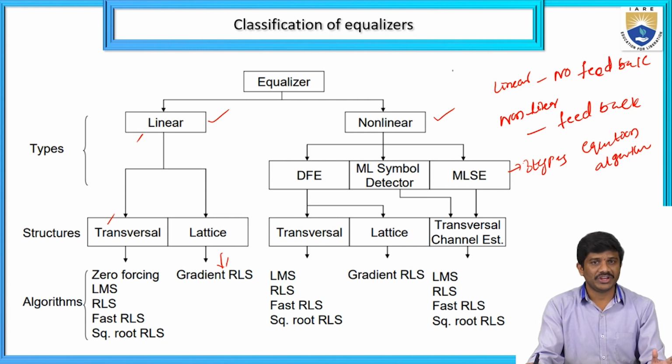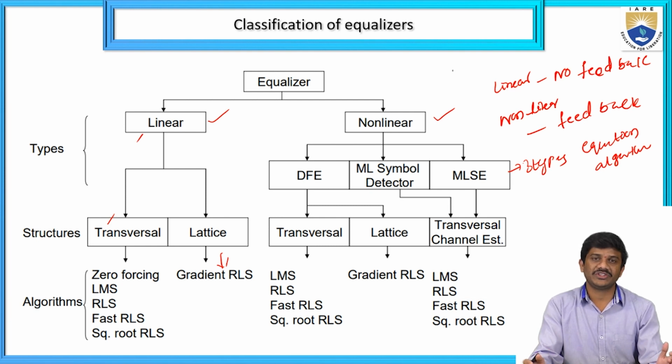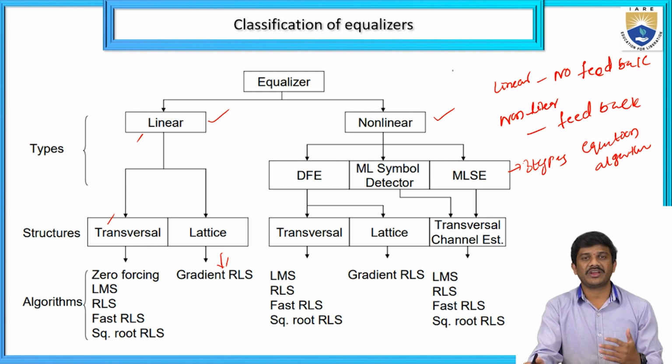What is equalization? It compensates the intersymbol interference in the signal. And we have two types of equalization: linear equalization and non-linear equalization. What is the difference between linear and non-linear equalization? Linear equalization means there is no feedback in the output section from the decision maker. Coming to non-linear, in the output section we need the feedback path from the decision maker.